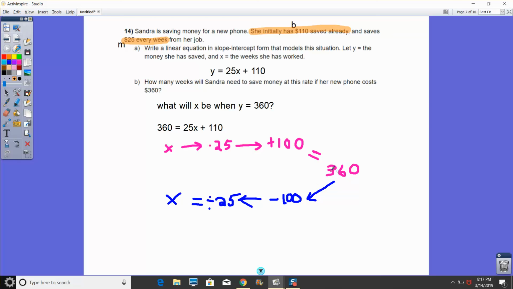360 minus 100 is 110, excuse me, I just realized 110. 360 minus 110 is 250. And then 250 divided by 25, that equals 10. So in this case, if Sandra saves for 10 straight weeks, she will have enough money saved up to pay for this new phone. If we think of it this way, if she works for 10 weeks, she's earning $250, plus on top of the 110 she already has, that she would get to 360.